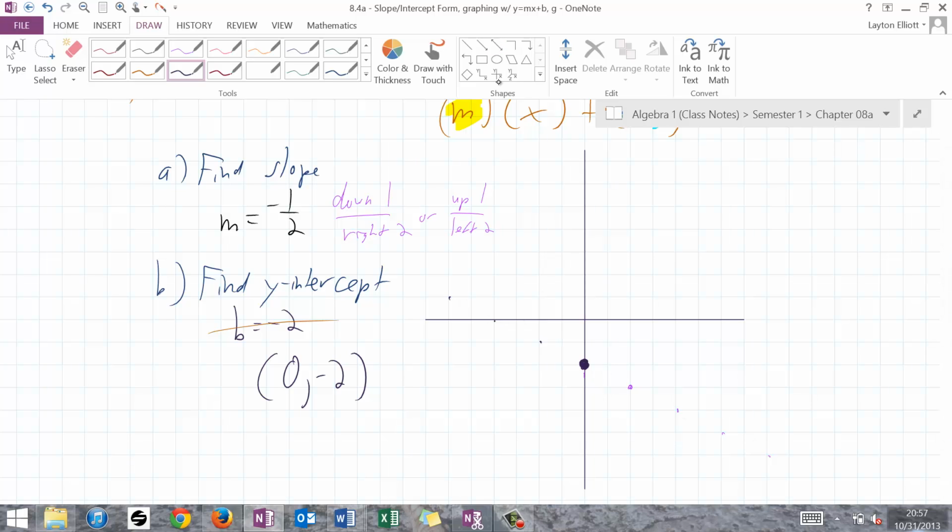I'm going to take out the line drawing tool and connect these. You guys are going to use your straight edges or your student IDs, and you're going to graph it. And then I'm going to label this line, y is equal to -1/2 x minus 2.